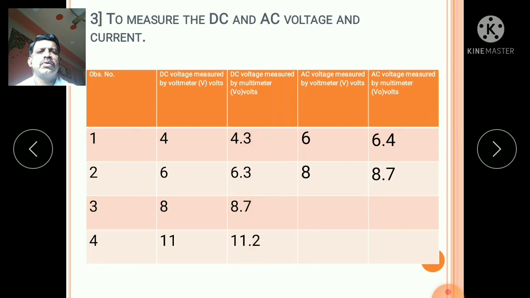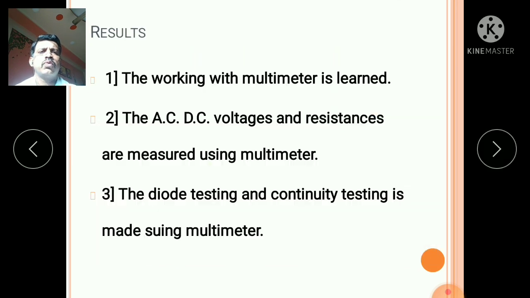Similarly, for AC voltage, by voltmeter it is 6 and 8, and by multimeter it is 6.4 and 8.7. The working with the multimeter is learned. The AC/DC voltage and resistances are measured using the multimeter. The diode testing and continuity testing is made using the multimeter.